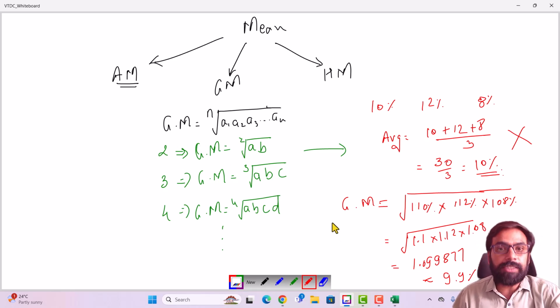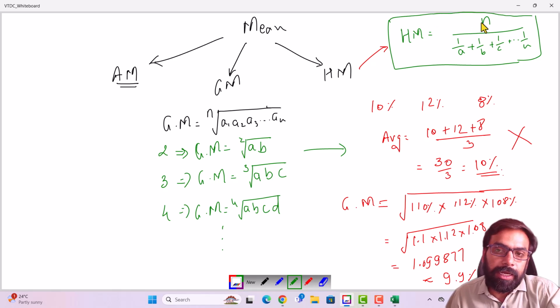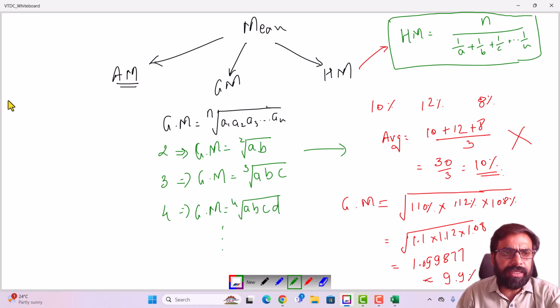Similarly, we have something called harmonic mean. Let me see the definition over here, and perhaps we can move on to understanding it separately in a separate sheet. Harmonic mean of a quantity is nothing but the number of quantities divided by the sum of their reciprocals. However many quantities there are, harmonic mean is equal to the number of quantities divided by the sum of their reciprocals. That is the meaning over here.